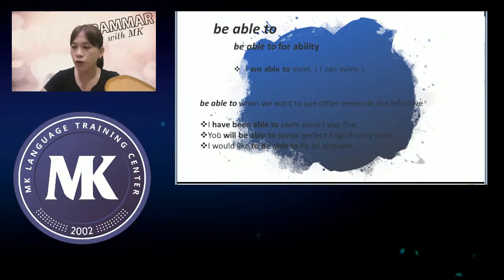Next, if you're going to use the to infinitive, of course, you cannot use the modal verbs can and could. So, for example, I would like to be able to fly an airplane. So for this one, of course, you cannot use can and could.